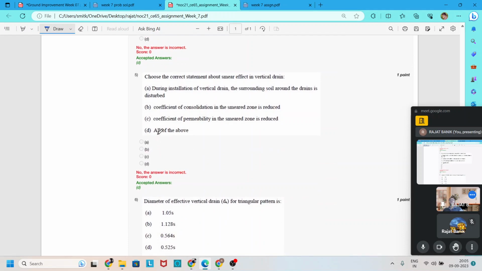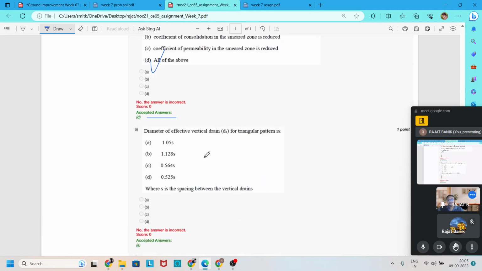In the fifth question, it says: choose the correct statement about the smear effect in the vertical drain. The first option given is that during the installation of the vertical drain, the soil around the drain is disturbed, which is correct. Coefficient of consolidation in the smear zone is reduced, it is also correct. And the coefficient of permeability in the smear zone is reduced. This is also correct. The correct option here is option D, all the above.